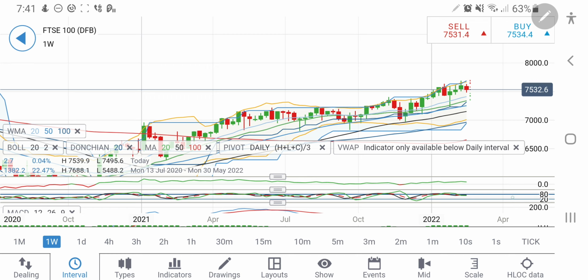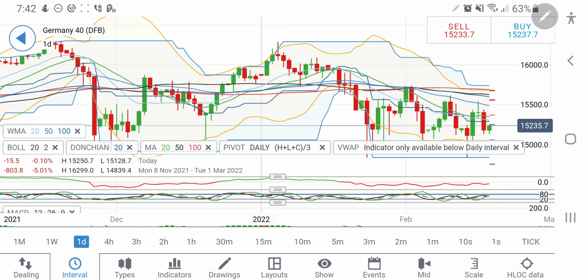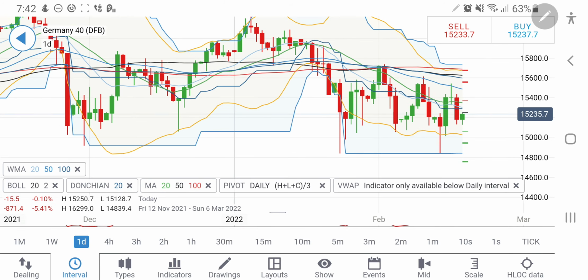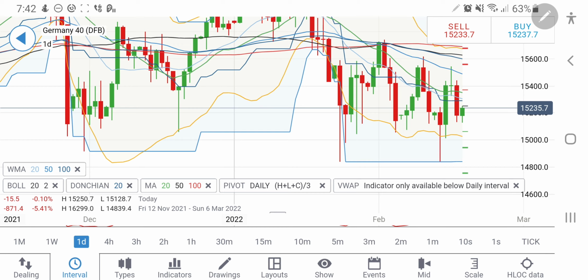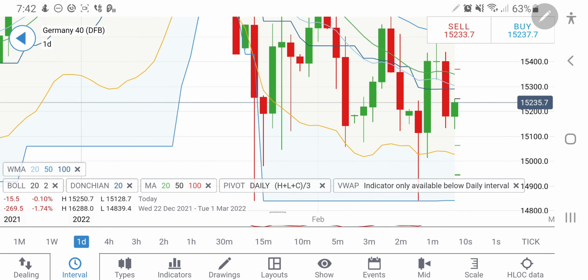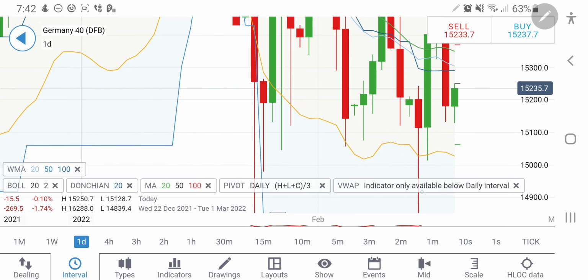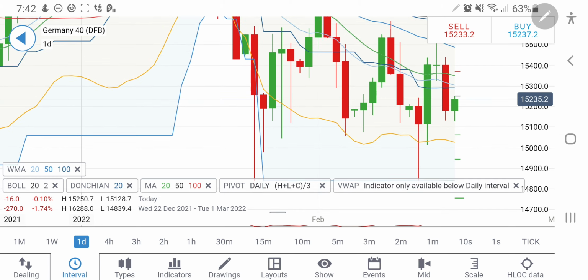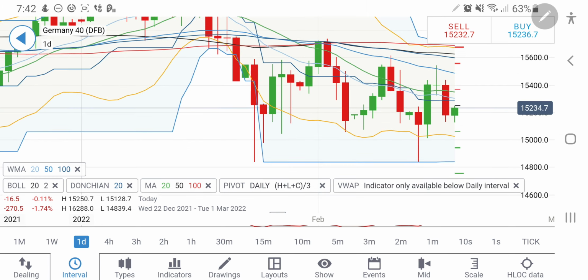Now let's move towards Germany 40. On the daily charts you can see it has formed a double bottom here, and only breaking below 15100 is where I will recommend you to go short. That is really bearish. If it breaks 15100, then and only then will I recommend you to go short.